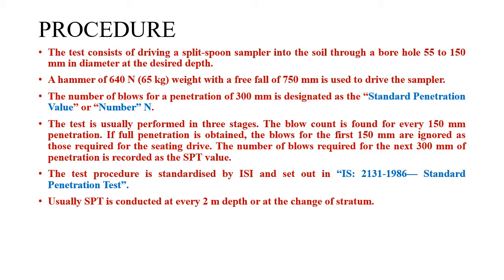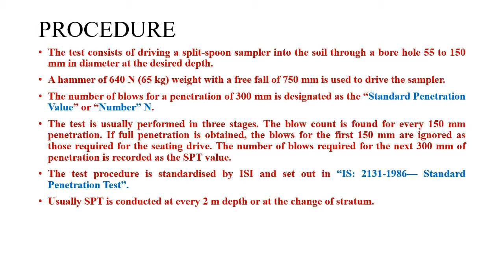So the free fall that should be kept for the hammer, the height through which the hammer should fall to drive the sampler, is 750 mm. So these are two specifications that you have to keep in mind: the weight of the hammer, as well as the height through which the hammer has to fall, or the free fall height.